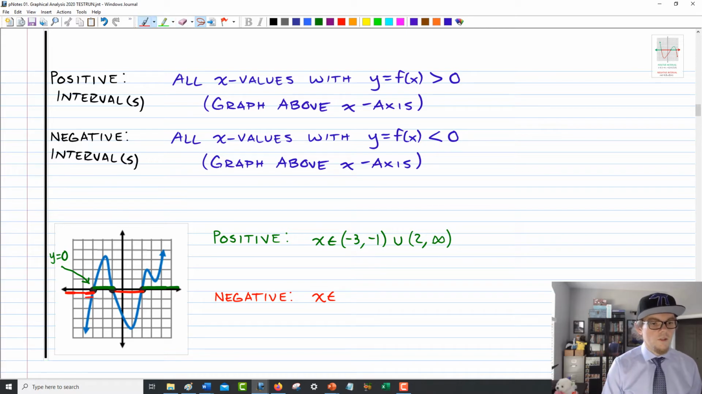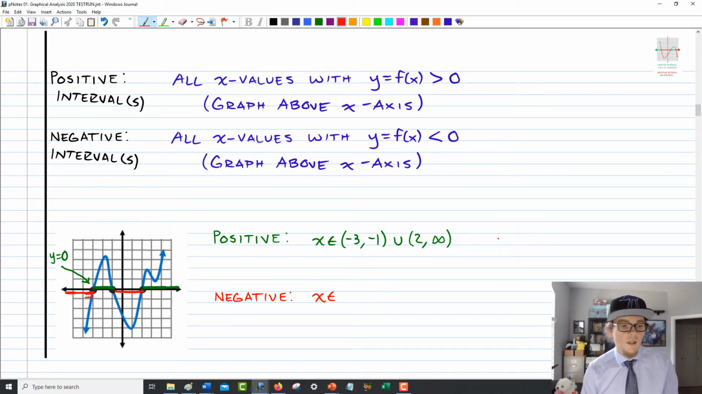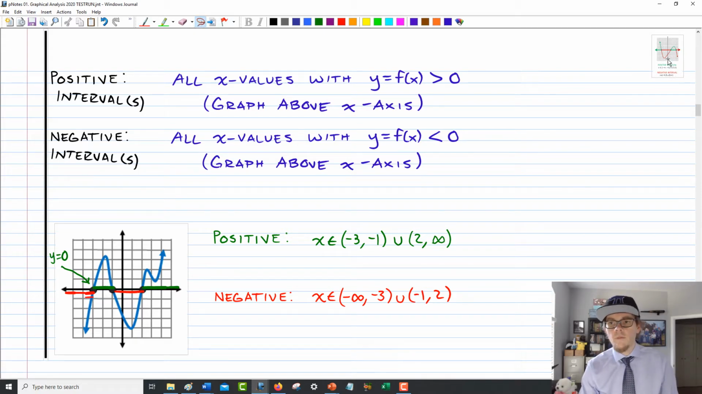Okay, looking at our picture, once again, our picture indicates, just from inspection, that we're going to have two separate pieces, so we'll have a disjunction once more. We'll run from negative infinity to, it looks like negative 3, and we'll run from negative 1 to 2. And that covers our entire setup.